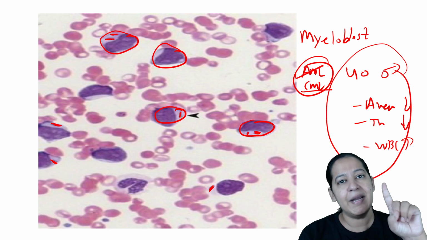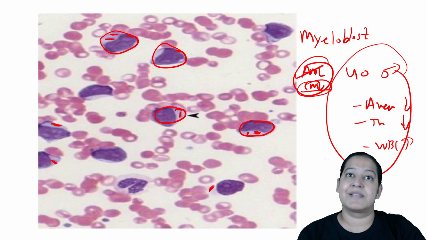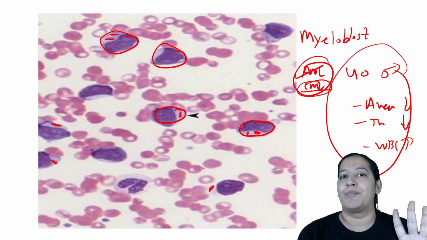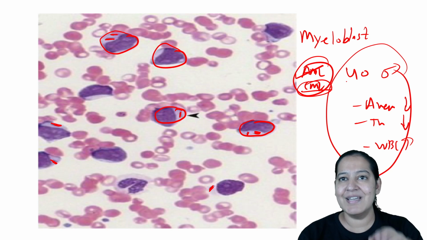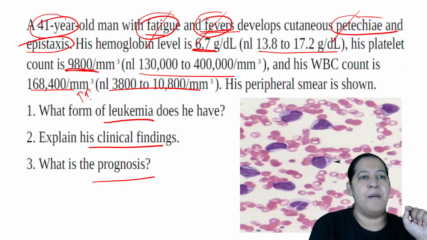That is promyelocyte, myelocyte, metamyelocyte and band form. In CML, you will find all precursors. But in AML, you will find only myeloblast. So here only myeloblasts are present. So the answer is AML.